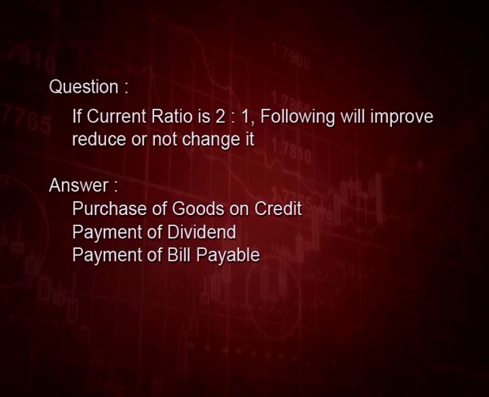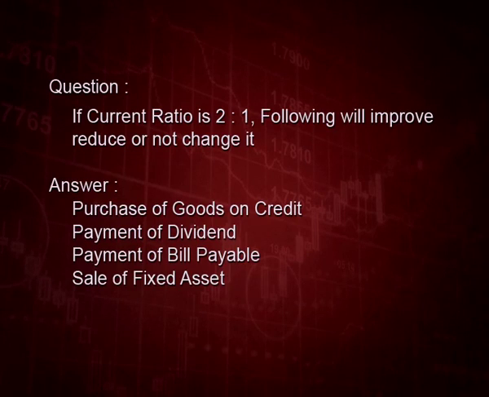Let us start with another one. If we pay the bill payable, what will happen? The amount will be reduced from both current assets as well as current liability, but the same amount. So, it will increase the ratio. And what about sale of fixed asset? Only cash is coming in, current asset is increasing. So, there is an increase in ratio.